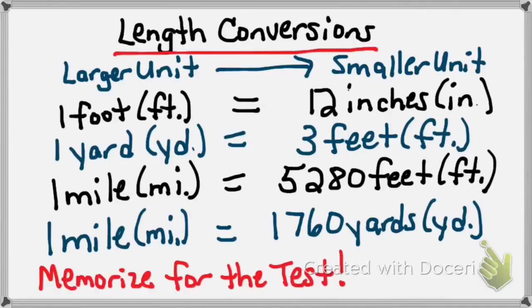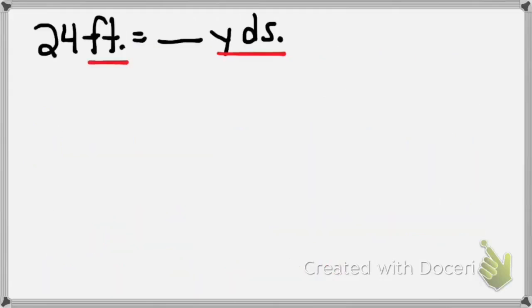Here's my conversion chart again. I have large and small. I'm converting feet to yards. My first conversion is feet and inches. Nope. My next conversion is yards and feet. That's what I'm looking for, yards and feet. And I see that my yards are on the larger side and my feet are on the smaller side. So yards is my larger unit. Since yards is my larger unit, it's on the right side, my L will go on the right side.